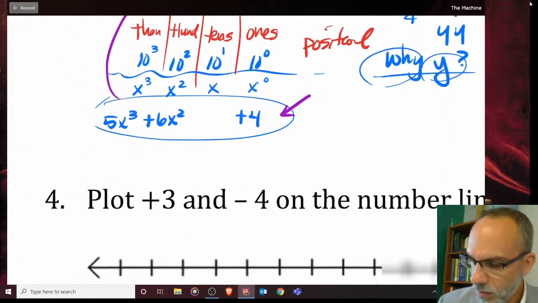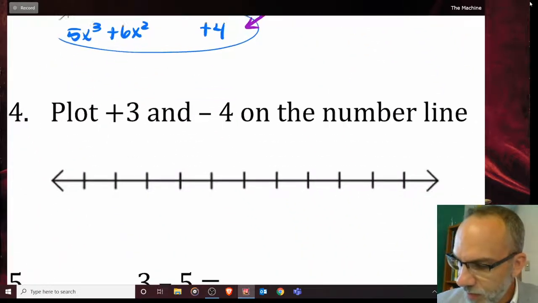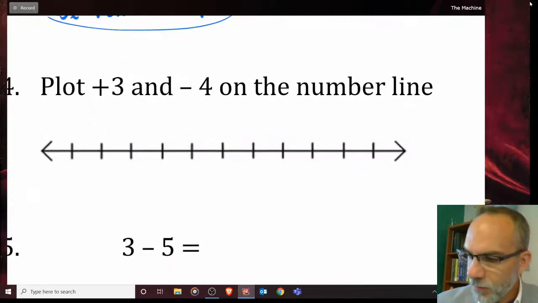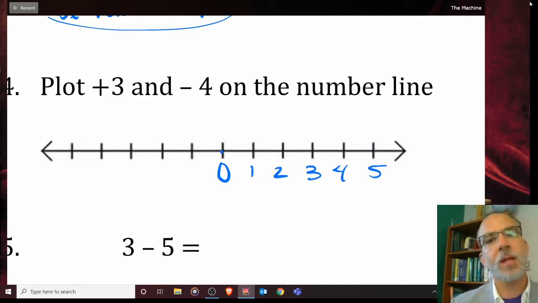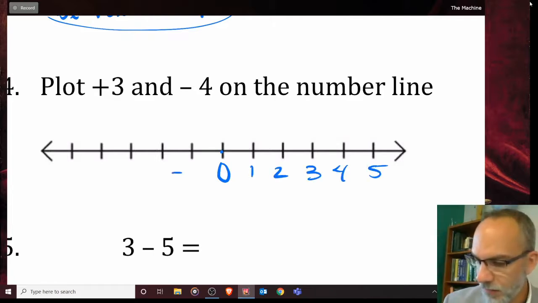Okay, enough of that. Now, plot +3 and -4 on the number line. Well, I first have to find a place where my sign changes. I'll call that 0. I'm just going to pick a point right there. So this is 1, 2, 3, 4, 5. And on the left-hand side now is -1, -2, -3, -4, -5.